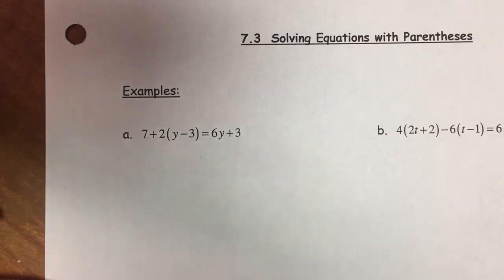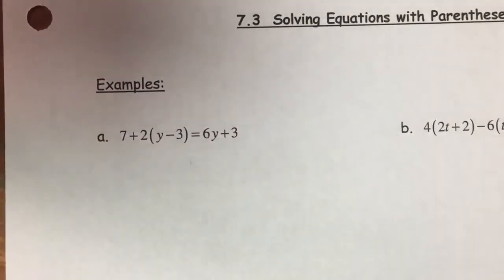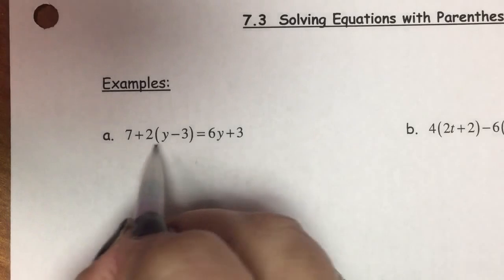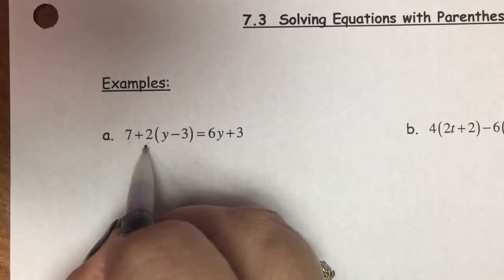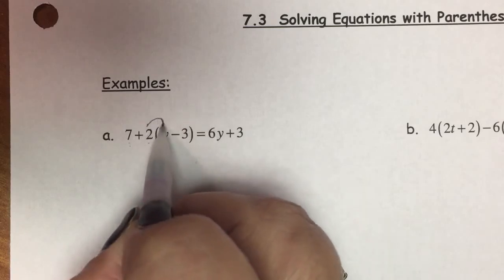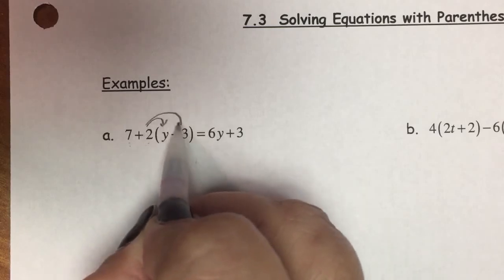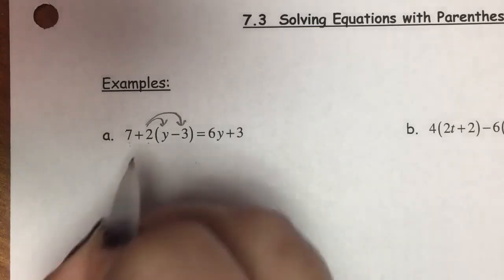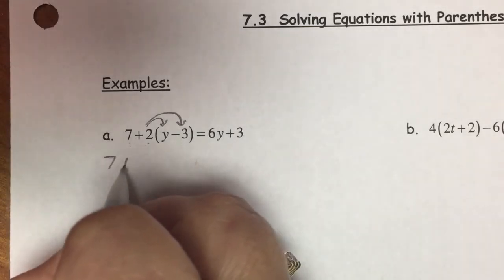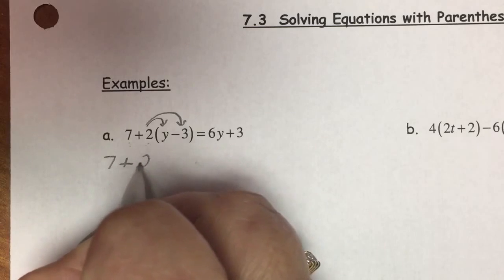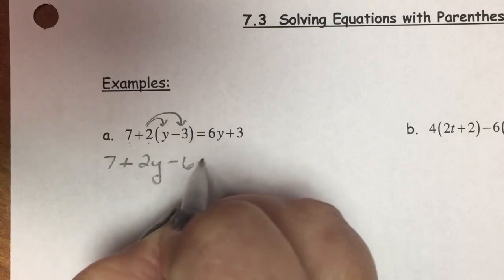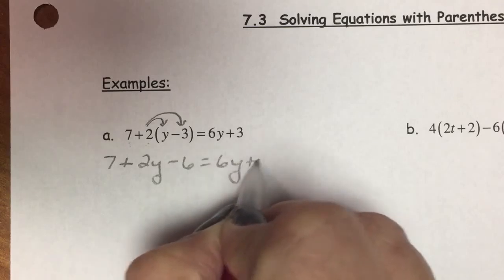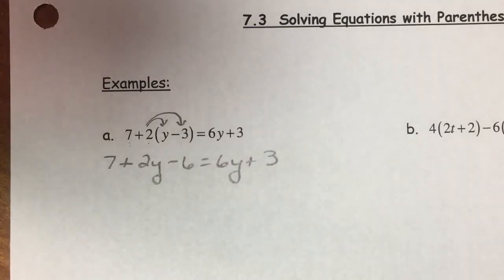So you can see we have to do that in example 1. So first thing you have to do is don't be adding the 7 and the 2. That's totally illegal. We need to distribute this 2 through my parentheses. So the 7 stays there, plus 2 times y is 2y, minus 2 times 3 is 6. Right-hand side stays the same because there are no parentheses.